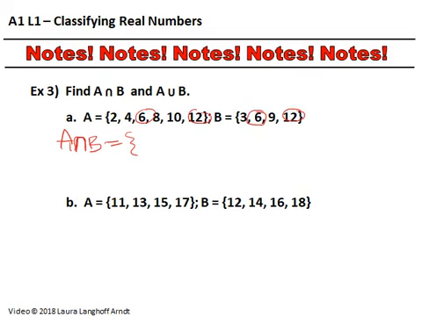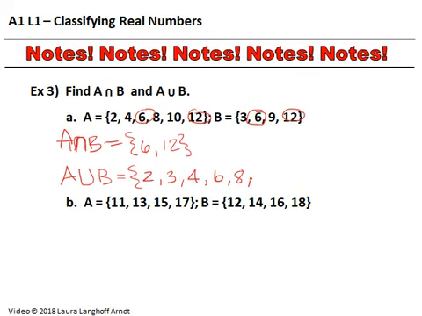Ooh, and a 12 and a 12. So here they have 6 and 12. Now, the A union B, the union of A and B is 2, 4, 6, 8, 10, 12, and 3, 6, 9, 12. Now, I don't have to write them twice. So I'm going to do 2, 3, 4, there's no 5, there's a 6, 8, 9, 10, and 12. There we are.